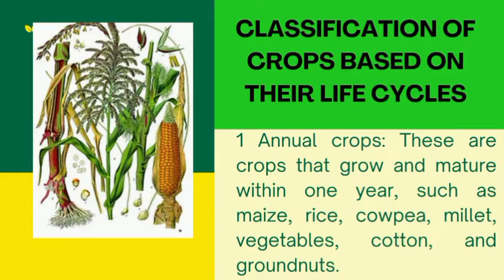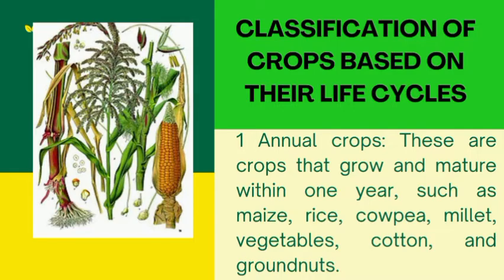Because the one that is harvested cannot bring another seed or fruit for you again after it has been harvested. So after that, they die. That means they have completed their life cycle. That is the meaning of that. Examples of crops that belong to annual crops are maize, rice, cowpea, millet, vegetable, cotton, and groundnut.